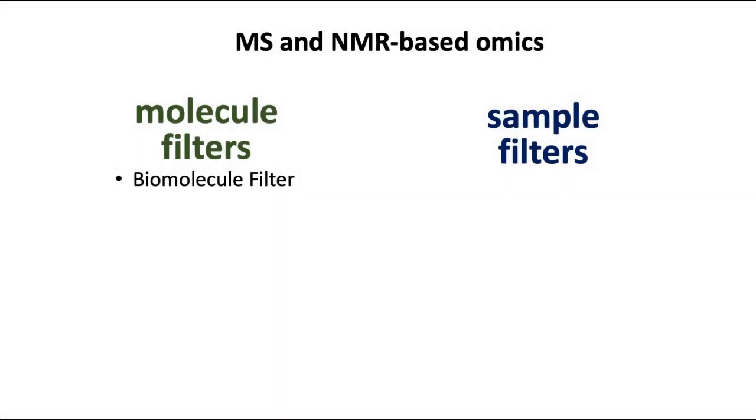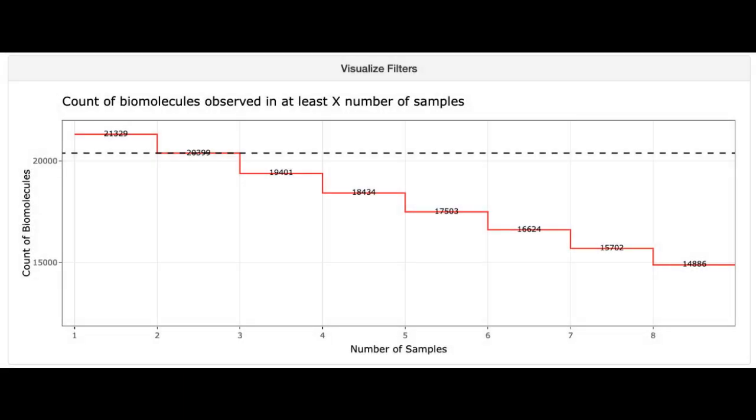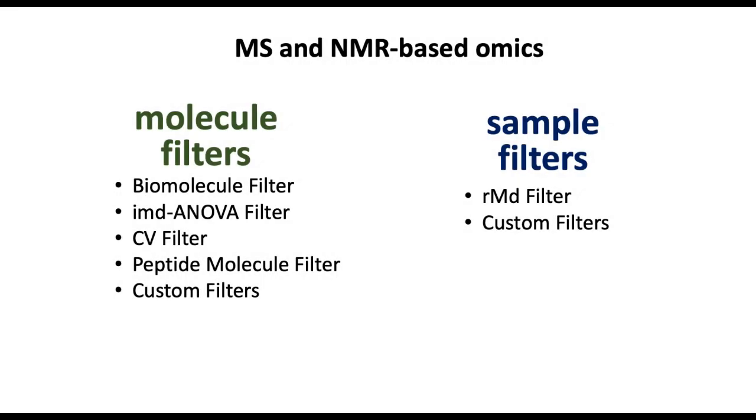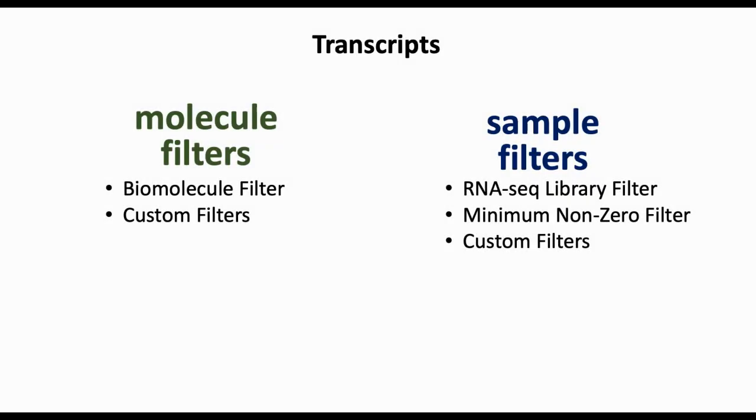The first of the molecule filters, simply called the Biomolecule Filter, removes all locally observed molecules and can be used with any data type. The next molecule filters are for mass spectrometry and NMR-based data types. For transcript-only filters, skip to the end of the video.